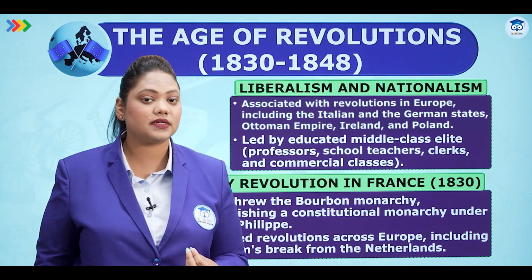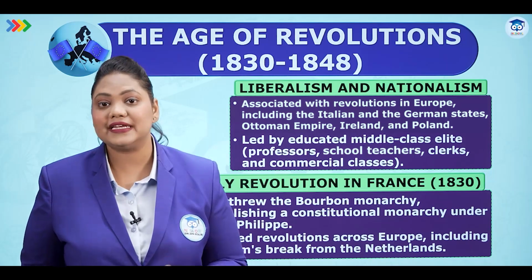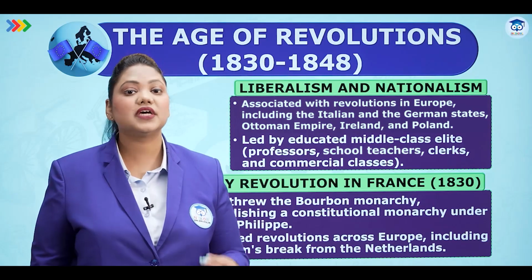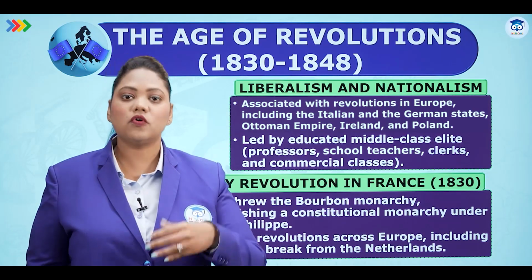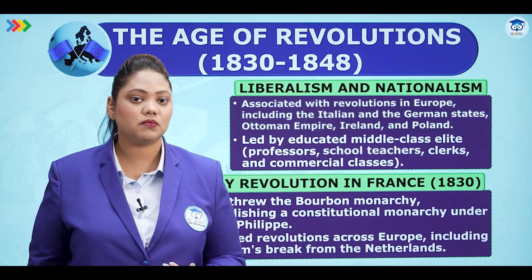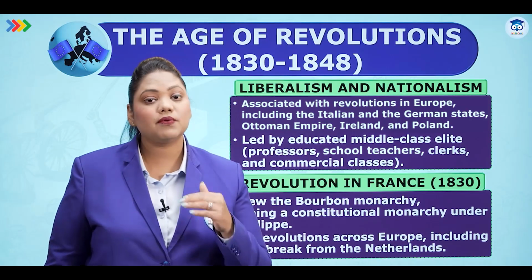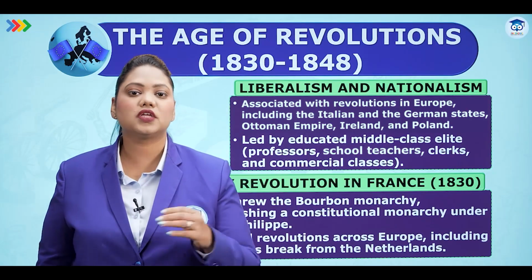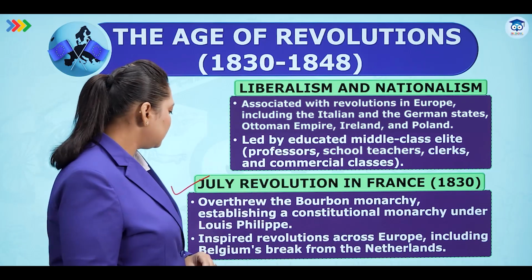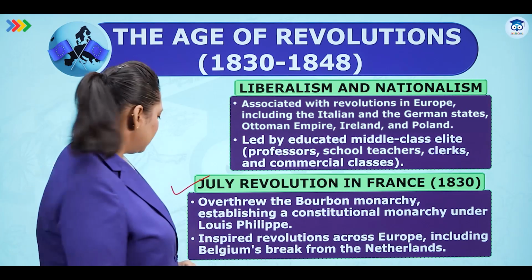Now, the Bourbon dynasty, please remember, was restored in the Congress of Vienna in 1815. But after 15 years of oppression, the French people wanted to overthrow the Bourbon dynasty and establish a constitutional monarchy. That means there will be a constitution, there will be a parliament, and there will also be a king who will work on the advice of the parliament. They overthrew the Bourbon monarchy, establishing a constitutional monarchy under Louis Philippe.